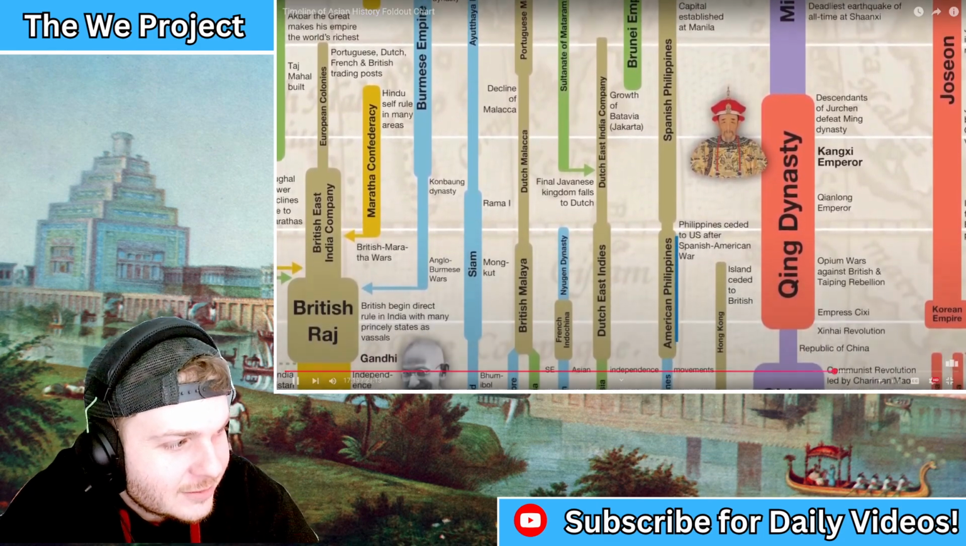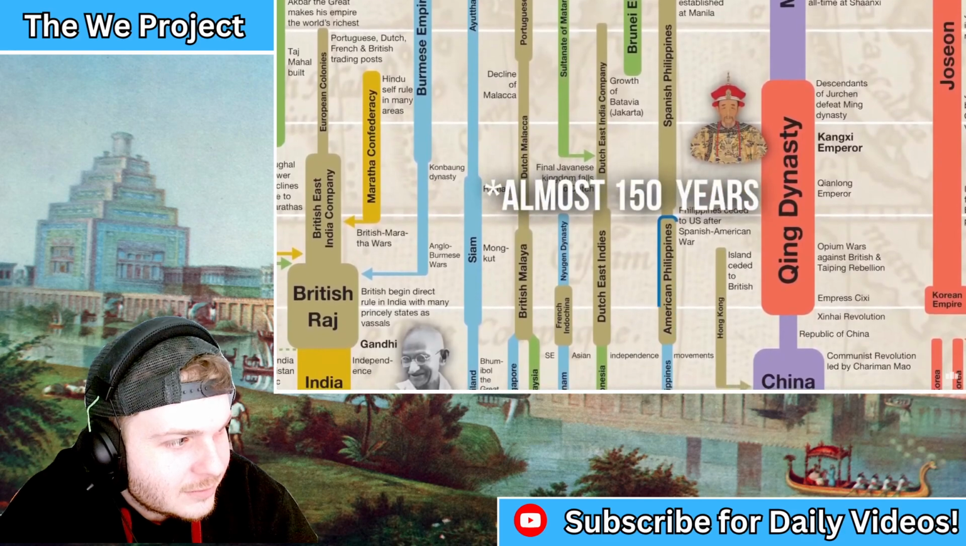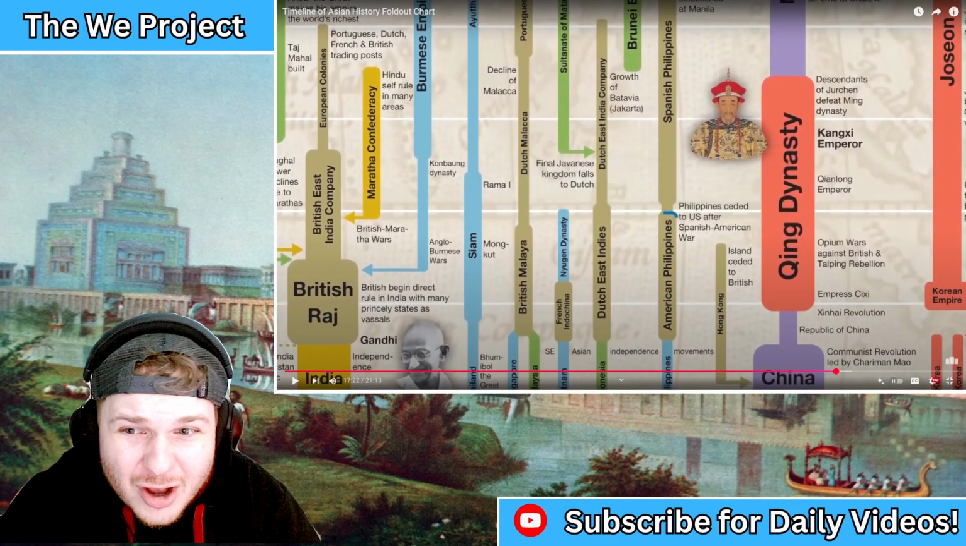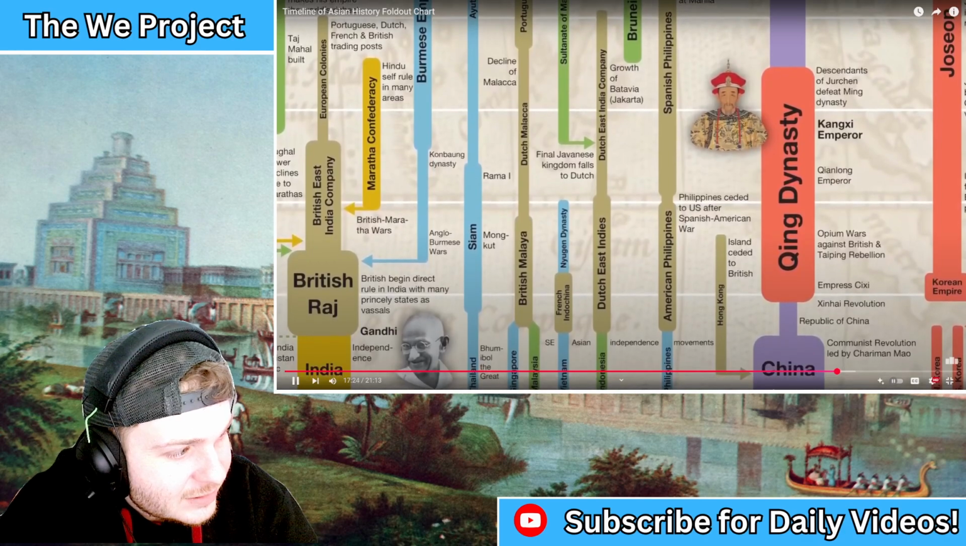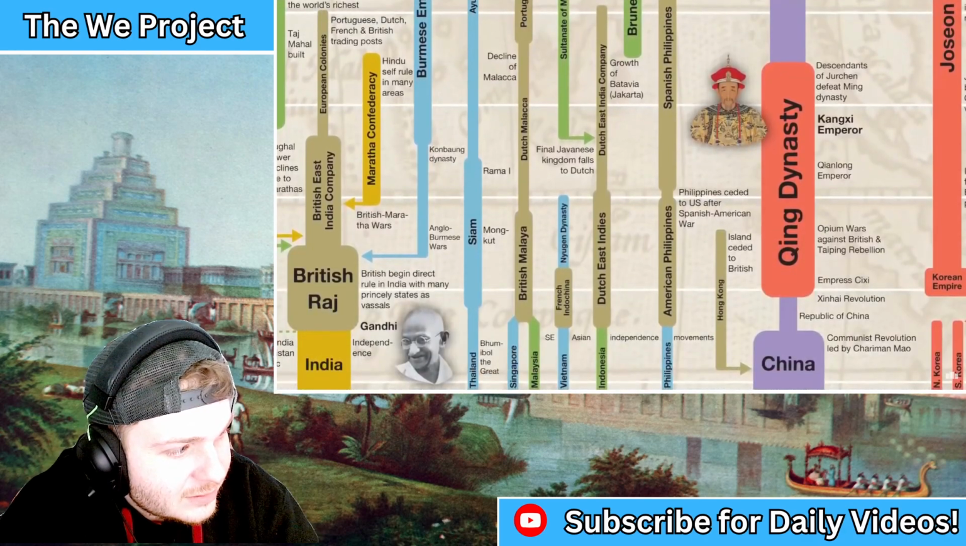The Philippines was then an American colony for almost 50 years before getting its independence, like most parts of Asia, soon after World War II.